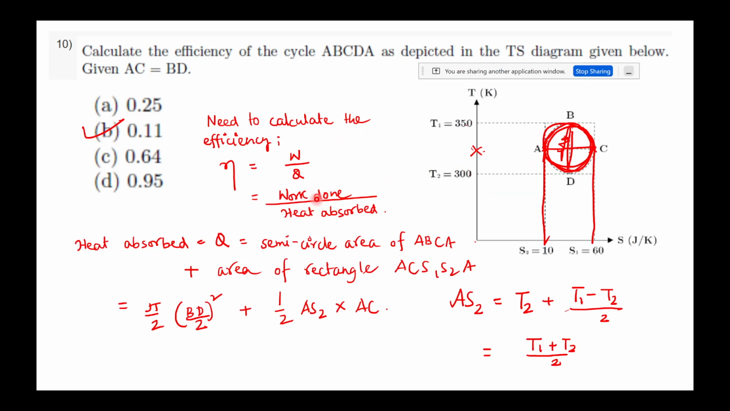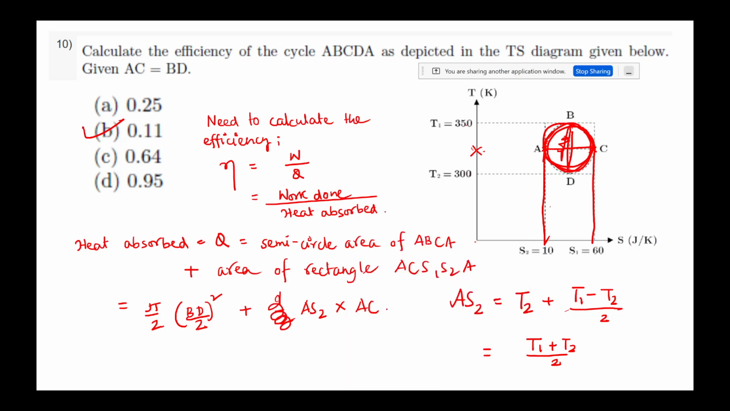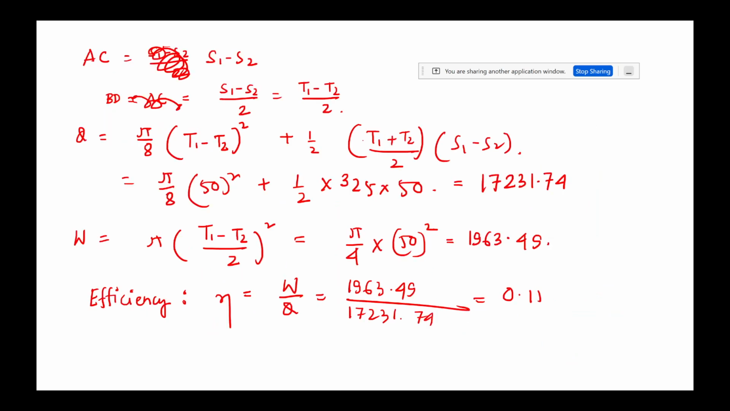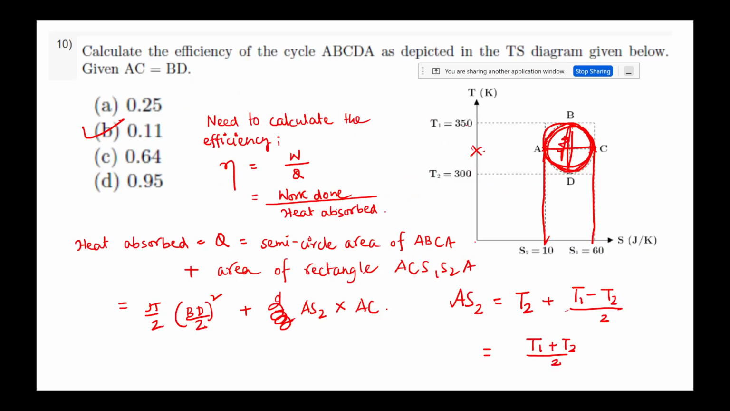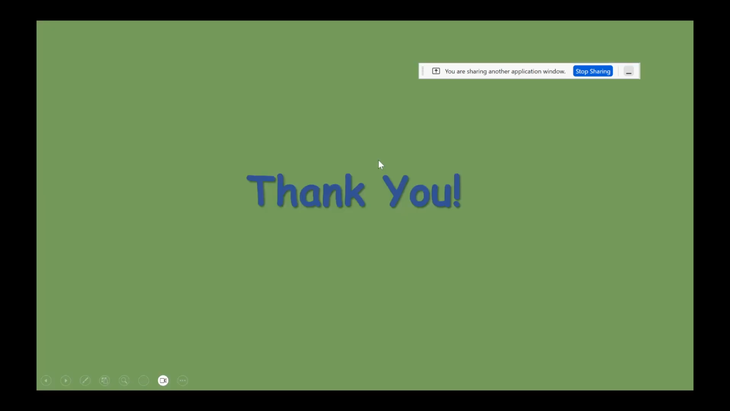We know the efficiency is work done divided by heat absorbed from the source, and that's why we have first found the heat absorbed. Heat absorbed is this region, the bigger region. So it is the area of this rectangle and this half circle. That's why we have written this. The half circle will be pi by 2 of BD by 2 squared. And for this, it is not half. This will be AS2 plus AC. AS2 is written here. So after doing the calculation, I got this value, and for work done, this will be the area of this circle, and we got this value, and after that efficiency is 0.11. So that's that.